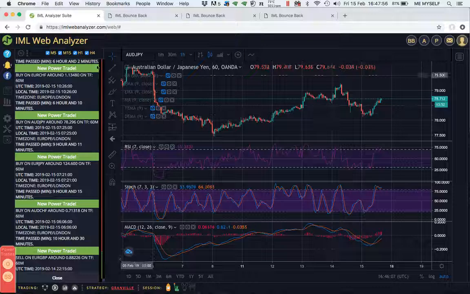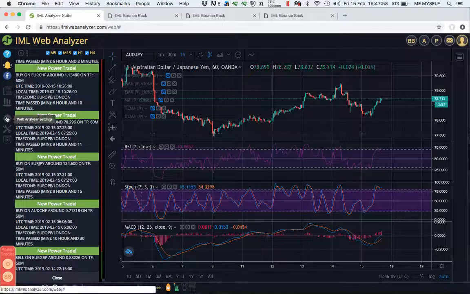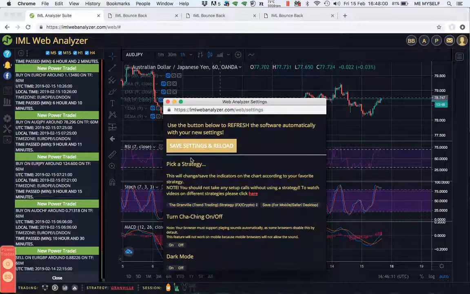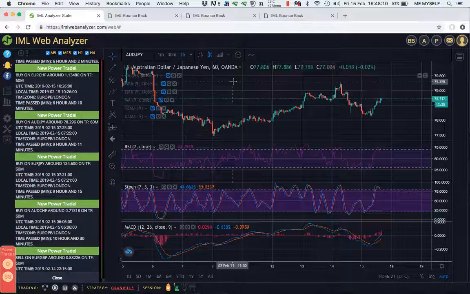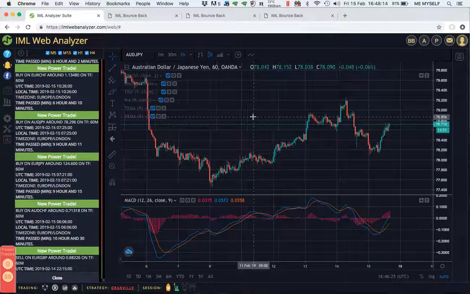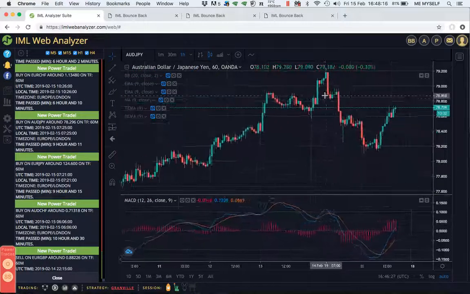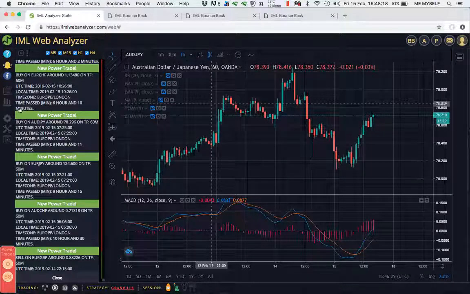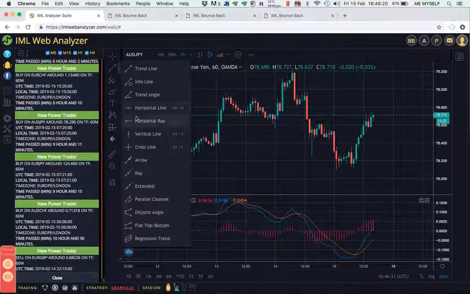If you're looking for a template to use, when you go to your settings, your web analyzer settings here, just make sure you choose the Granville trend trading strategy. Just click on that one, hit save and reload. Take your cha-ching off because it will be cha-ching in all day. You don't want that. All right, and let's do it again. Let's do it again.